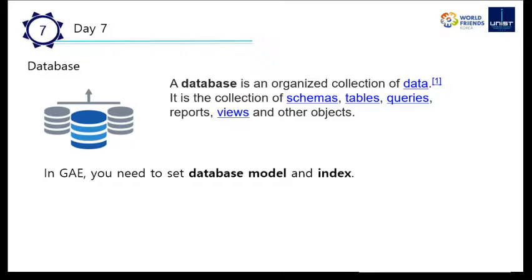Hello, this lecture is about database using Google App Engine. A database is an organized collection of data, and in Google App Engine, you need to set database model and index. The database model can be inserted inside main.py, or you can make a different Python file and import it inside main.py. And index is a file named index.yaml. You can edit index inside that file.